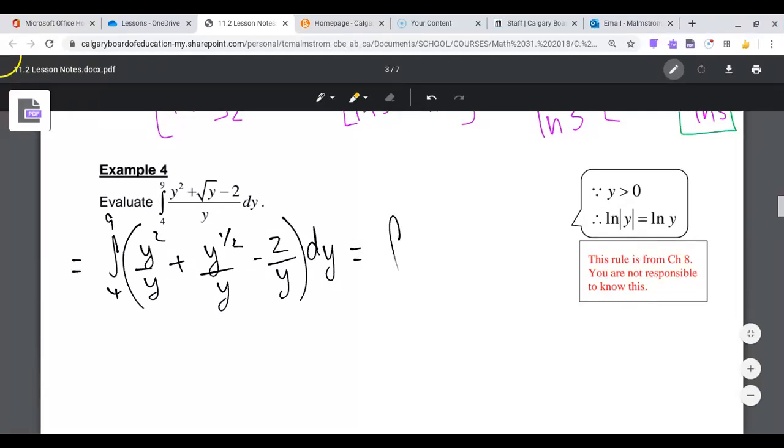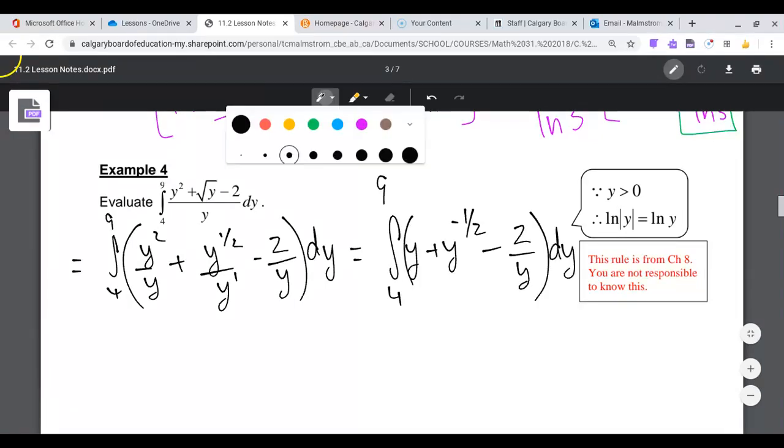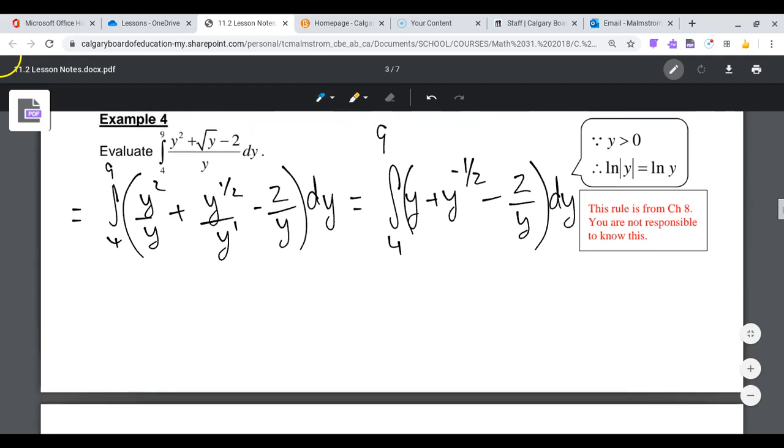So this is going to be the definite integral. y squared on y is y. y to the half on y to the 1, so 1/2 minus 1 is going to give me negative 1/2 as the exponent. And then this would be, I'm going to leave this one as negative 2 on y for a reason, dy. All right, so let's take the antiderivative of this.